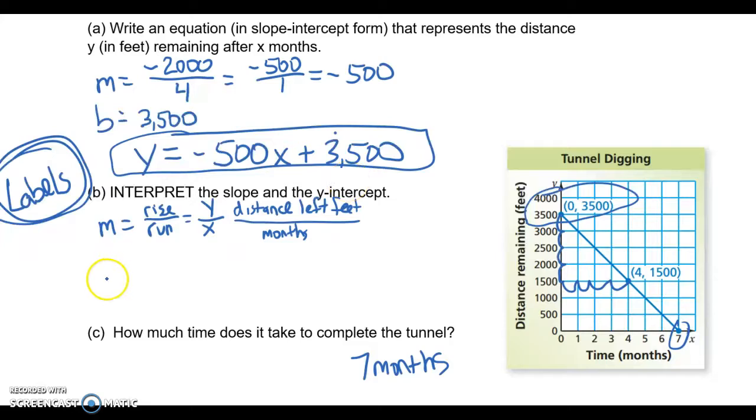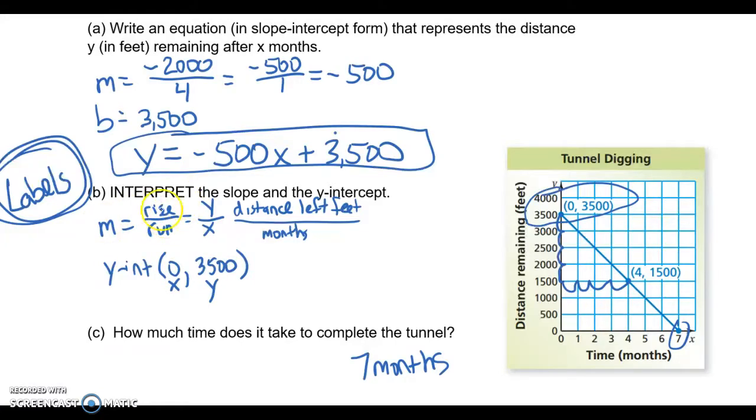Okay, the y-intercept. The label for the y-intercept is going to be here. And so our point, instead of just writing the 3,500, it is (0, 3,500). Okay, and I kind of skipped ahead to this because I wanted to talk about labels. So when we talk about this, we're going to need the X label and the Y label.